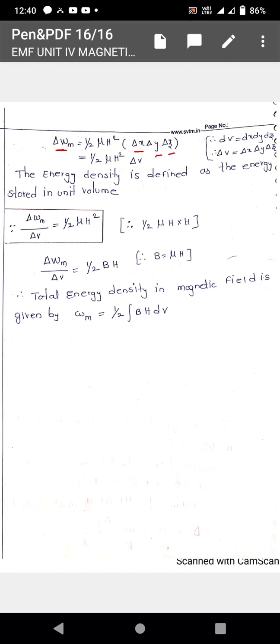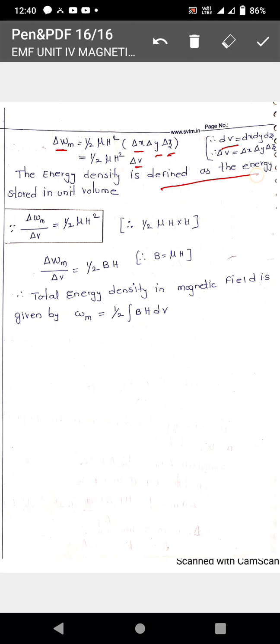After substituting all this, finally delta Wm, the energy stored in the differential volume element, equals half mu H square delta x delta y delta z. What is dV? dV is nothing but the differential volume element. What is the formula for the differential volume element in the Cartesian coordinate system? dV equal to dx dy dz, that we substituted, that also equals dV.